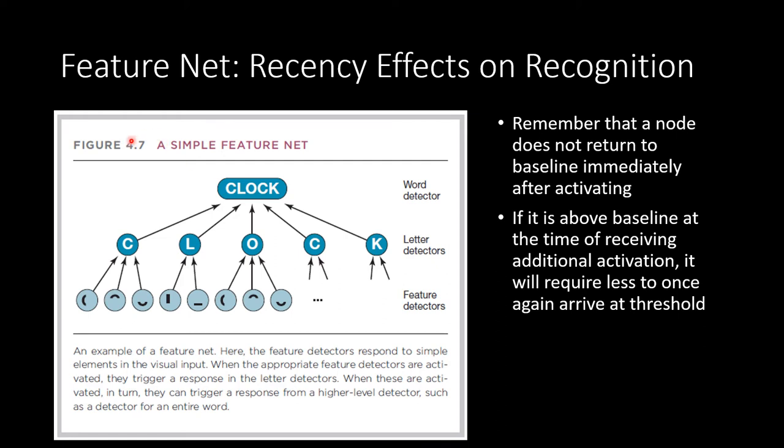Okay, well, what about recency? Well, we can use the same type of logic. Now, well, a little bit different, I guess. So same thing again, right? We have 30 milliseconds of activity, so a little bit of activation is flowing and goes up to the letters, and let's say that the letters pass it on to the word. And let's assume this time that it's not enough to get clock to light up and pass on its activation, right? It's just too little.